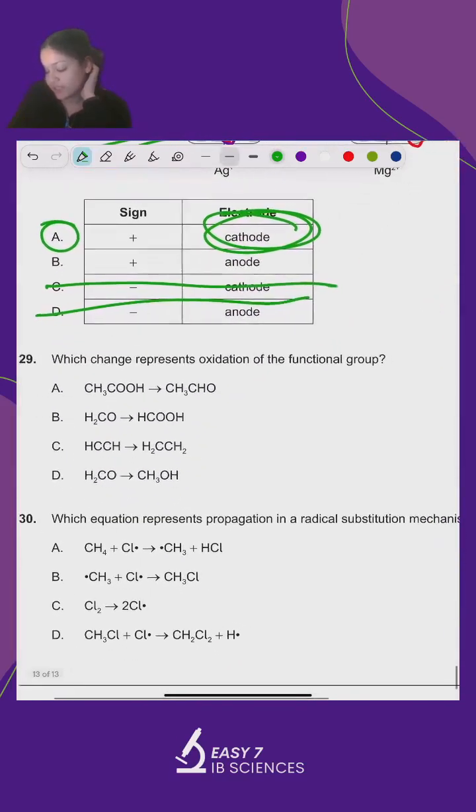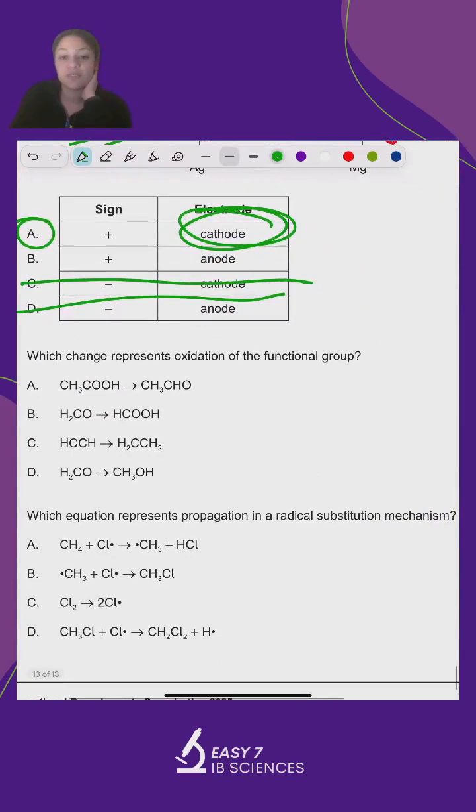Which change represents oxidation of the functional groups? So there's 3 different ways you can think about oxidation. Either loss of electrons. You might have heard the mnemonic OIL RIG. So oxidation is loss, reduction is gain. That's to do with electrons.